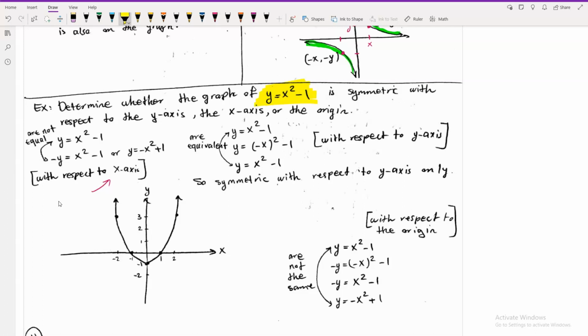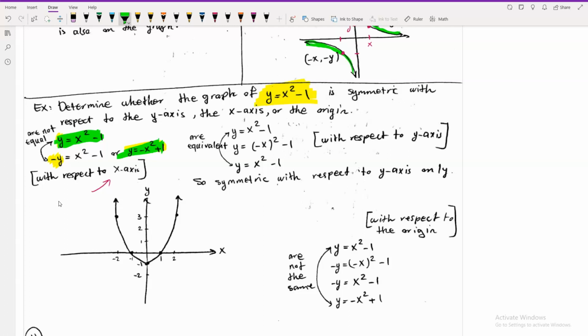So instead of y, I use negative y and rewrite what we have on the right side. So negative y equals x squared minus 1, or y equals negative x squared plus 1. So this is what we have here on this part. Now compare this equation with what we had. Obviously, these two are not equal. And so it's not symmetric with respect to the x-axis.